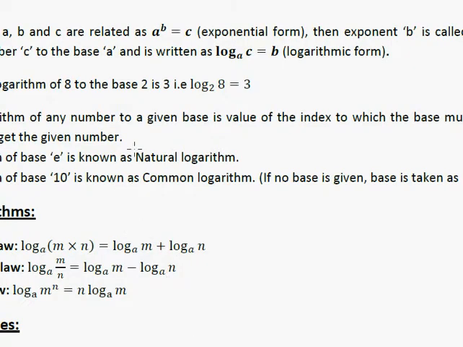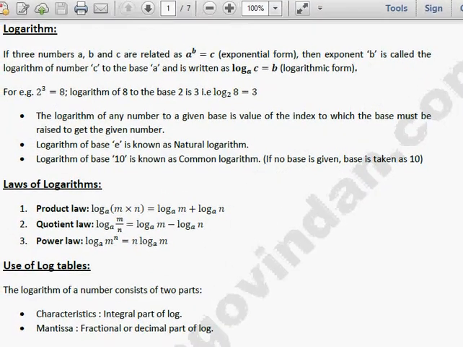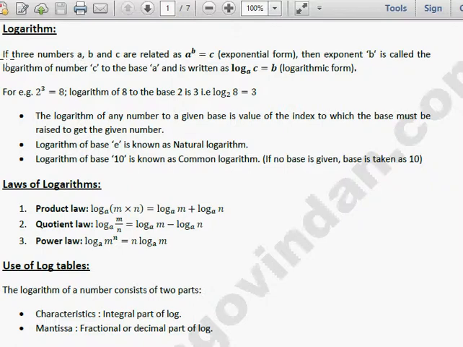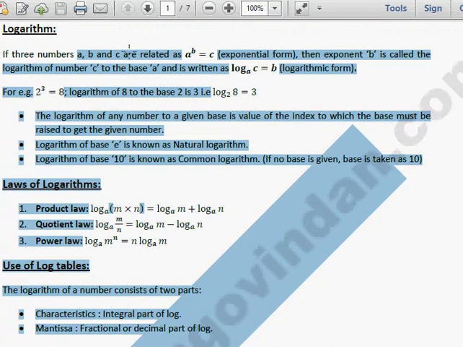I want you to see that in the notes. You can see this. If three numbers A, B, C are related as A raised to power B is equals to C, exponential form, then the component B is called the logarithm of number C to base A and is written in this format. And so this is what we are going to be dealing with today.